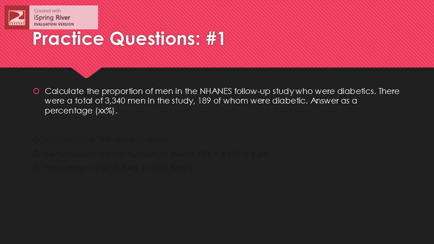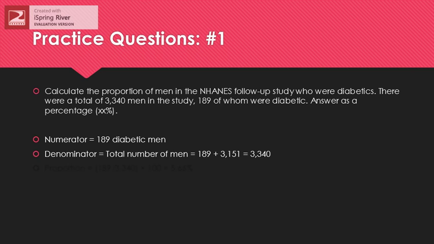Okay, now I'm going to go through a few practice questions that I hope will further clarify this material for you. So practice question number 1, calculate the proportion of men in the NHANES follow-up study who are diabetic. There were a total of 3,340 men in the study, and 189 of them were diabetic. Answer as a percentage. Okay, so this is a really straightforward question. The numerator would be the number who were diabetic, 189. The denominator is the total number of men, which they tell us is 3,340. And so you simply divide 189 by 3,340, and then multiply by 100 to get that in a percentage, and the answer is 5.66%.